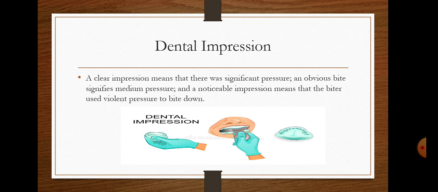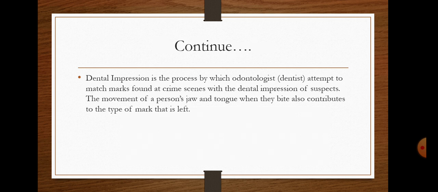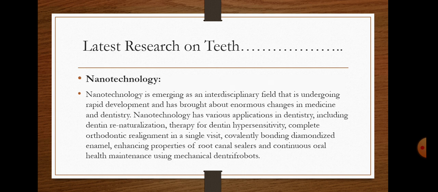Dental impression. A clear impression means that there was significant pressure. An obvious bite signifies medium pressure, and a noticeable impression means that a biter used violent pressure to bite down. Dental impression is a process by which odontologists attempt to match marks found at a crime scene with a dental impression of a suspect. The movement of a person's jaws and tongue when they bite also contributes to the type of mark that is left.